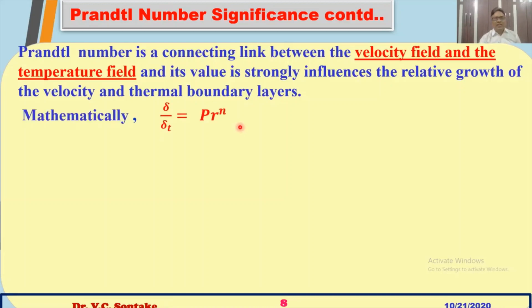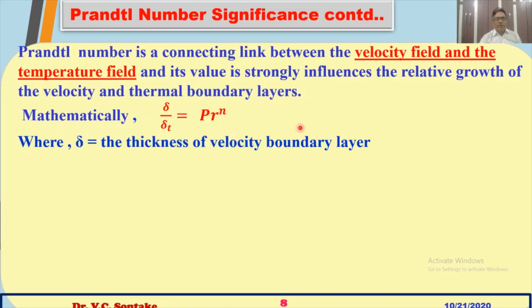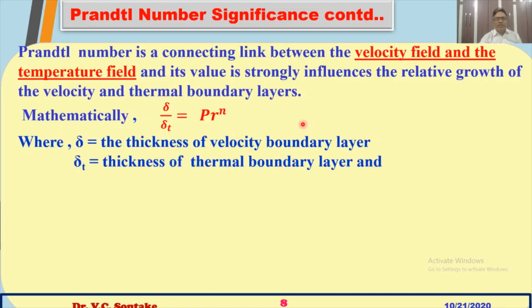Mathematically, the relationship can be given as delta over delta suffix t is equal to Pr to the power n. In this expression, delta is the thickness of the velocity boundary layer, delta suffix t is the thickness of the thermal boundary layer, and small n is a positive exponent.